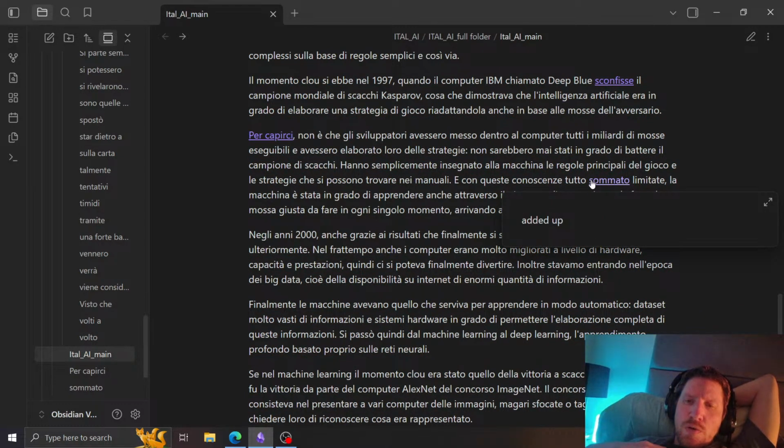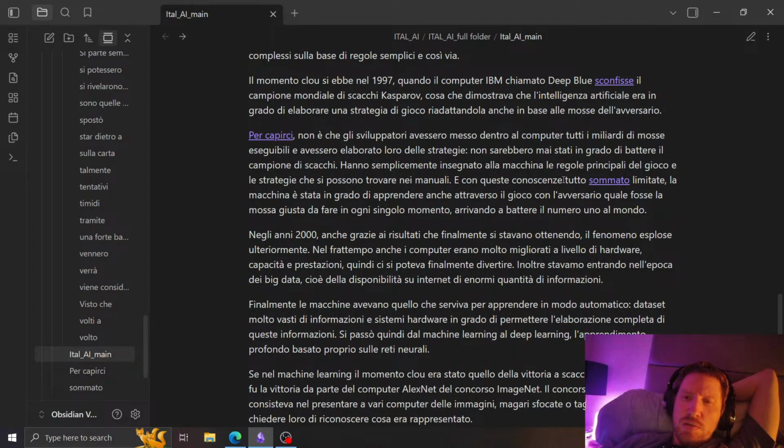E con queste conoscenze, tutto sommato limitate. Sì, esattamente. È come dire with this knowledge, all in all, it is limited. È un modo per concludere che nonostante queste conoscenze c'è comunque un limite generale.